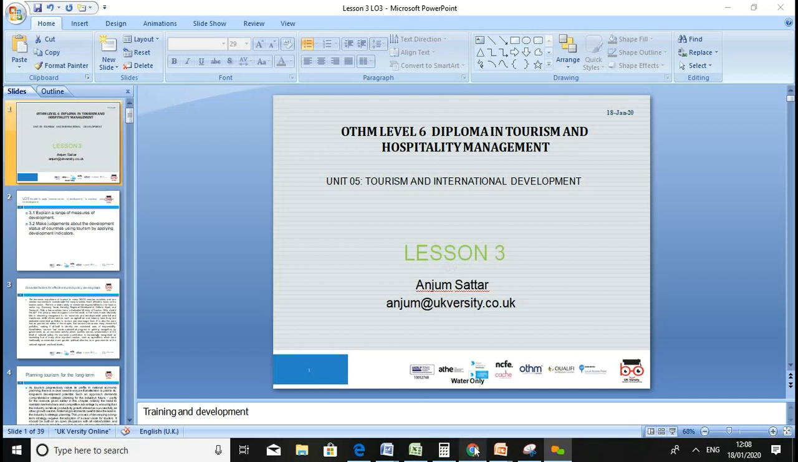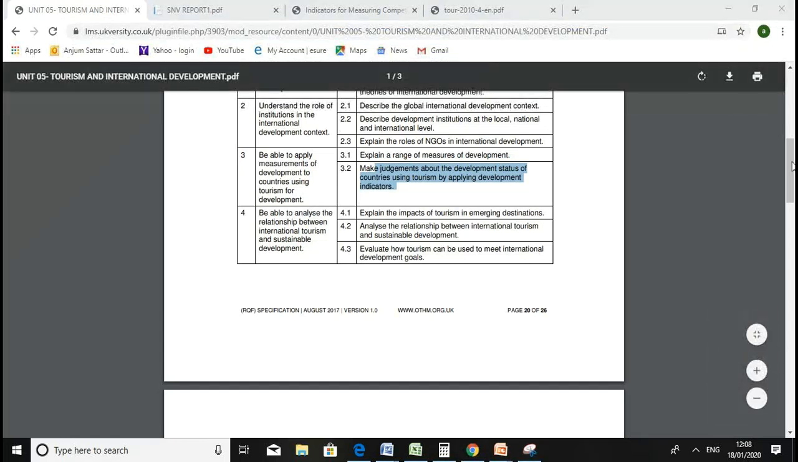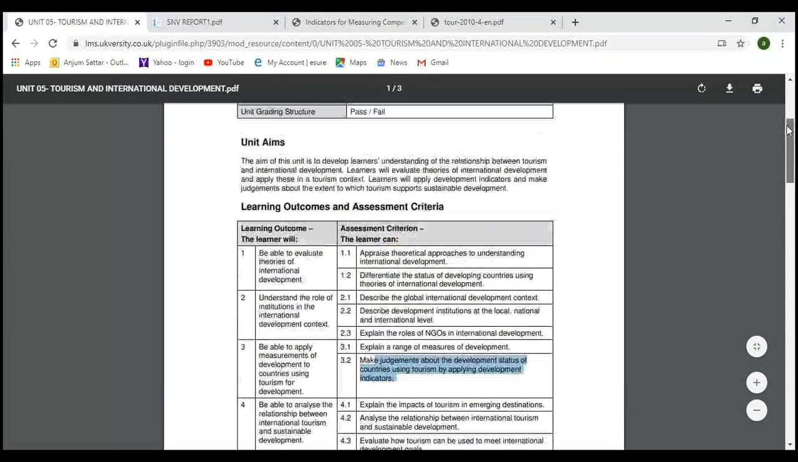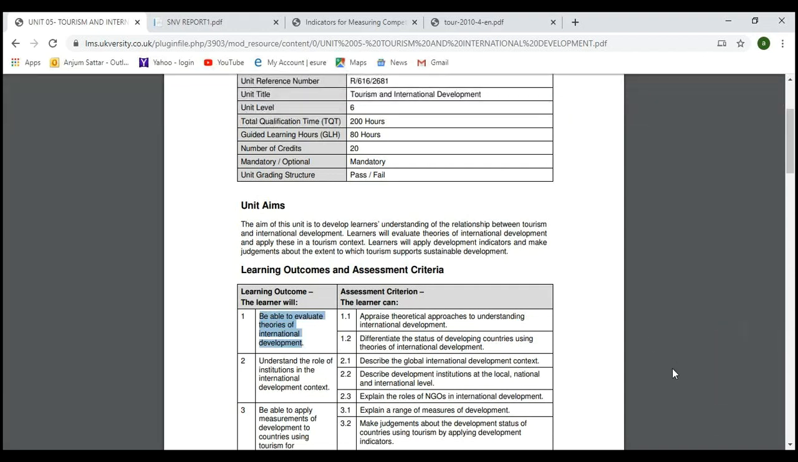Before starting our two-day lesson, first we'll recap what we learned in the previous lesson. Does anybody remember anything from the previous lessons? We looked at LO1, LO2. So we looked at theories of international development, their usefulness for developing countries. And we also looked at the role of institutes in international development, on local and national levels, NGOs and stuff like that.